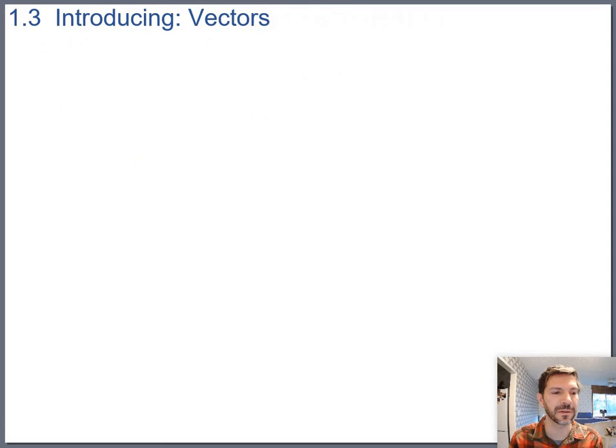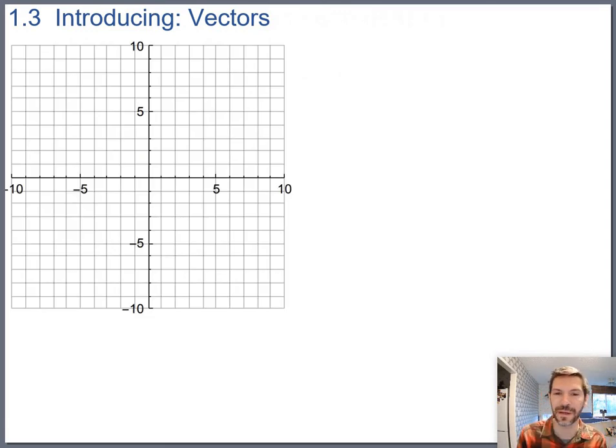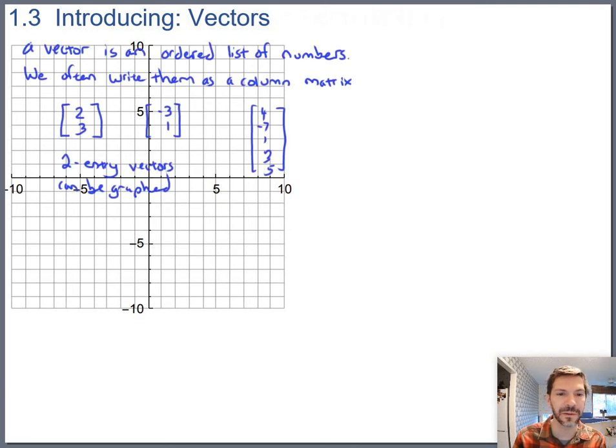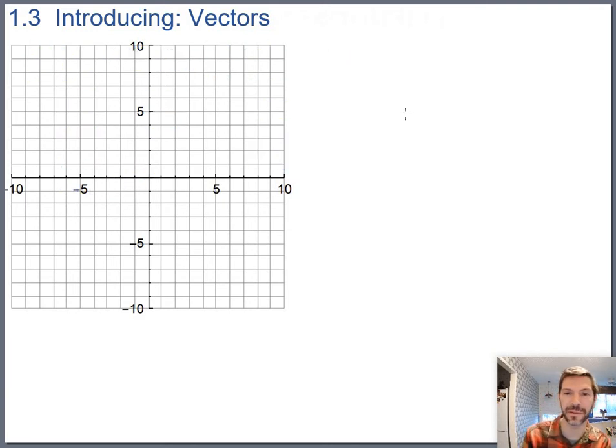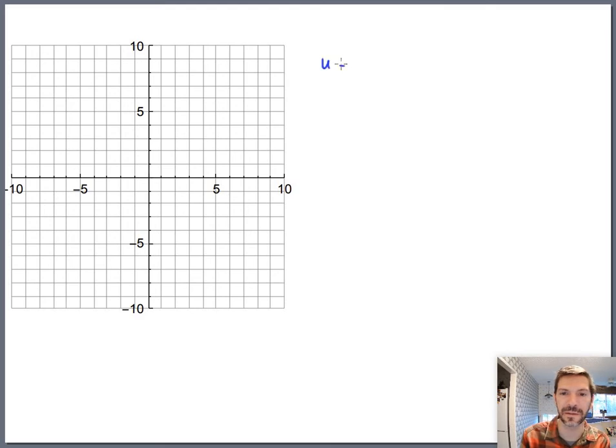Let's get some graph paper up here. And I had 2, 3 and -3, 1. I'll just stick with those for fun. Let's give them names. So let's say that u is 2, 3 and v is -3, 1.